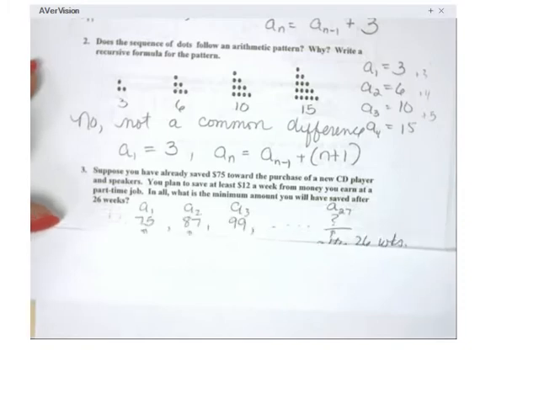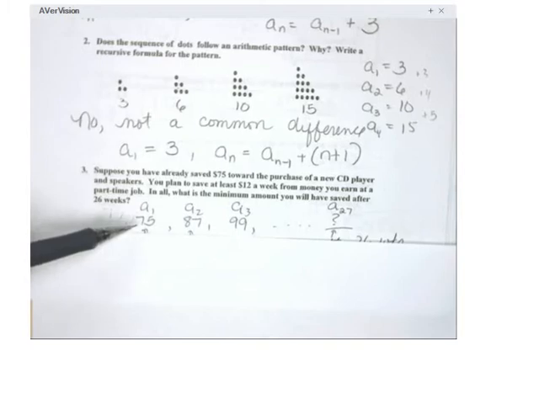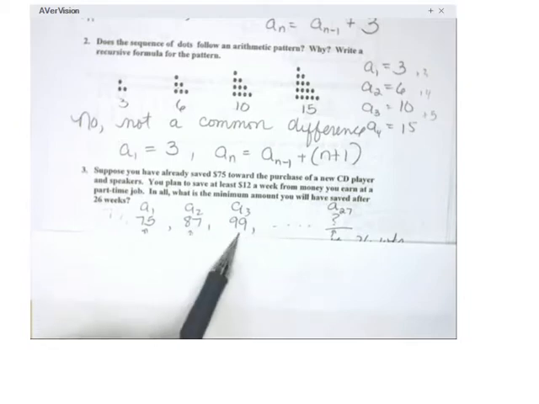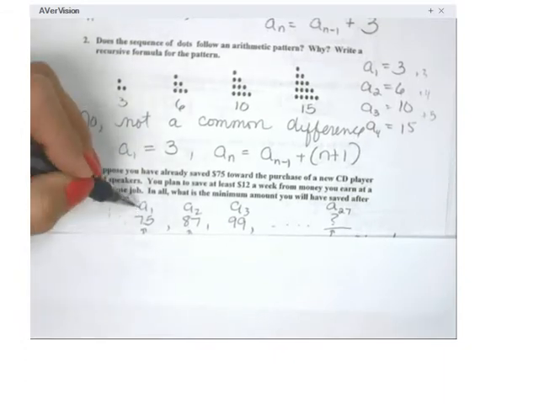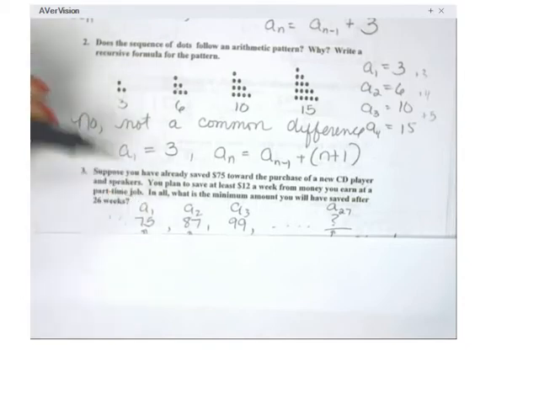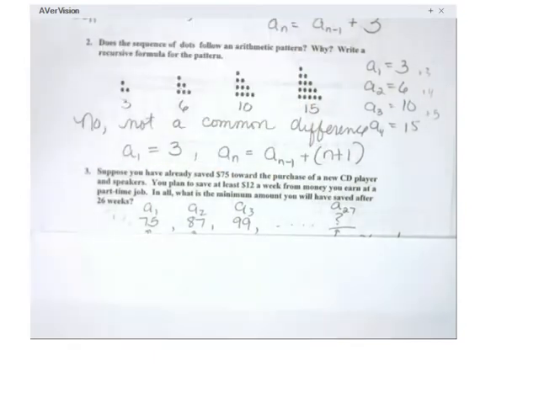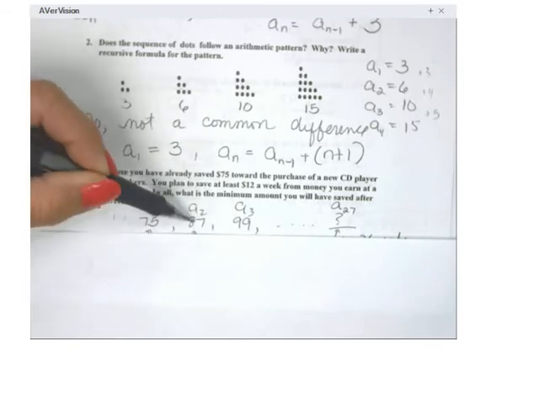And so if we kind of look at the pattern, we know after the first week you have $75. Then you plan to save 12, so the next week you'll have at least this much money. And then the next week you'll have at least this much money. And notice that I want to go after 26 weeks. And this is when you had $75 at the beginning, and you actually want to find the 27th term, not the 26th term, because this a sub second term is actually after 1 week.